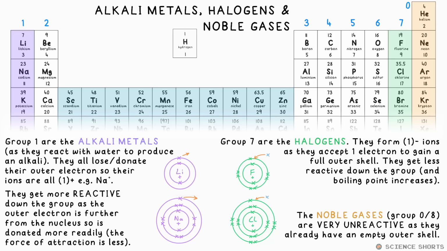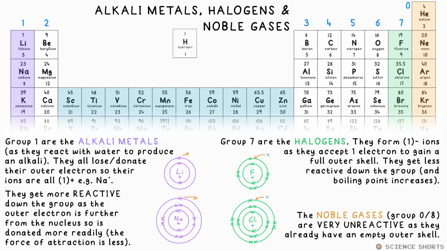Group 0, sometimes referred to as Group 8, are called the noble gases. They already have an empty or full outer shell, depending on your perspective, so they don't react. Well, in reality, sometimes they can react under special conditions, so we just say they're very unreactive. We don't really say Group 8 anymore though, because some people thought that helium might feel a little left out, as it only has 2 electrons in its outer shell.